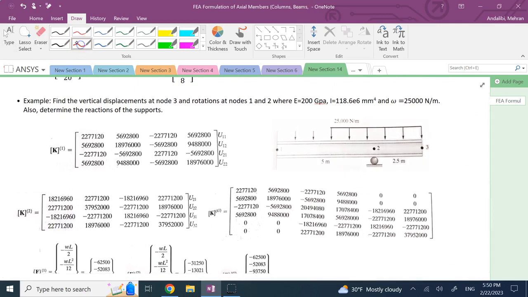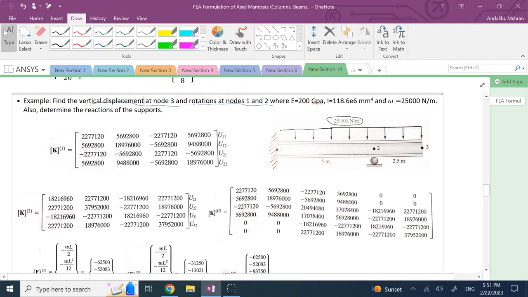So here we have a beam, and this beam has a fixed support at node 1, and then it has a roller at node 2, and then from 2 to 3 is an overhang. And the density of the load is constant at 25,000 newtons per meter. The dimensions are given. What you need to find is the vertical displacement at node 3 and the rotations at node 1 and 2. The E for the beam is given, the I for the cross section is given, the loading is given, and you also want to find the reaction of the supports, right?